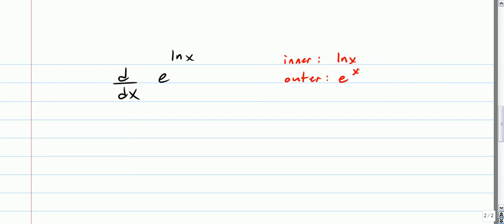You could even start by saying, it seems like I have two functions: the natural log of x and e to the x. And then write them and think, which one is the inner? Am I plugging the natural log of x into e to the x, or am I plugging e to the x into natural log of x? Well, if you notice, this is e to a power, e to the power of the natural log of x. So you're plugging natural log of x in here. So the natural log of x, that's your inner, e to the x is your outer. This one's going to work out nice.